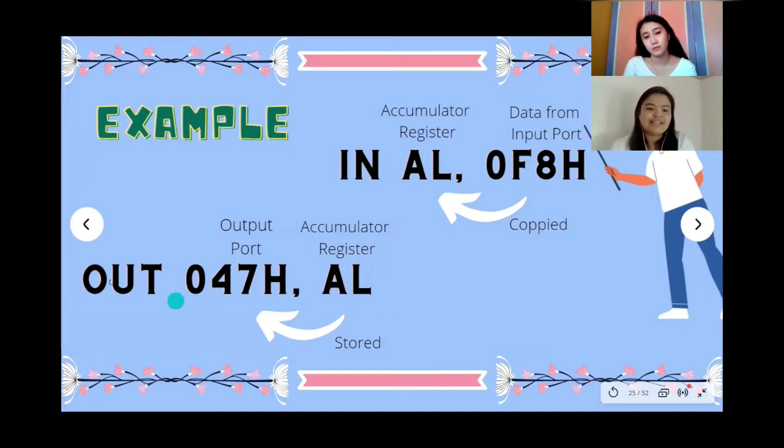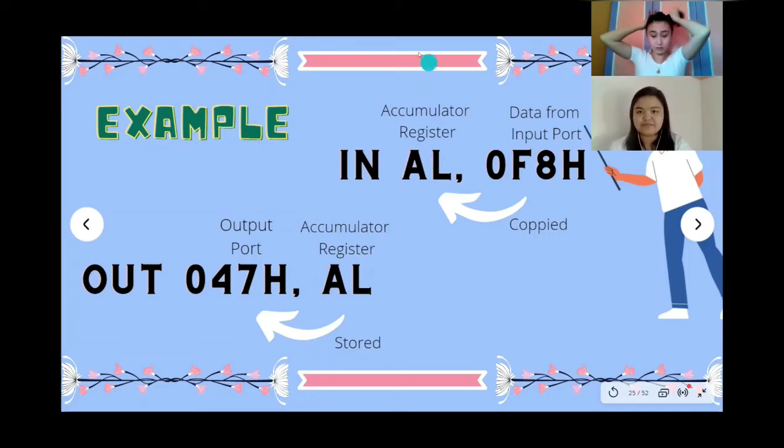Then next is the out instruction. So I have here again the out instruction, then again the destination and the source. So from the accumulator register, wherein the data is stored here, the data will be stored in the output port, the 047H. So that's the example of in and out.